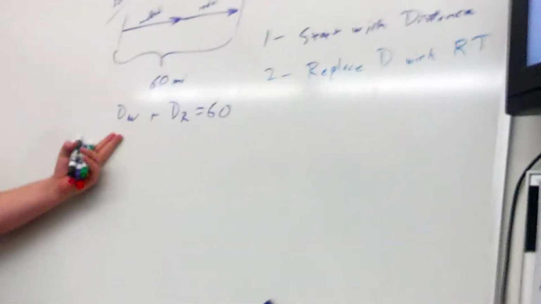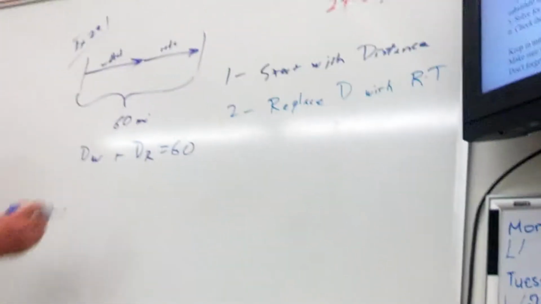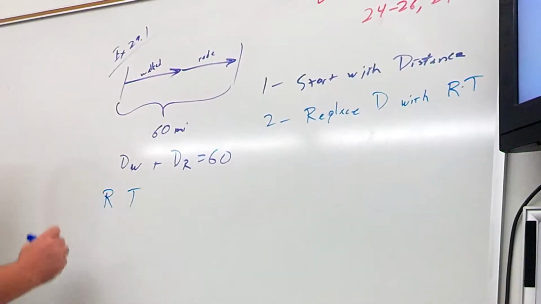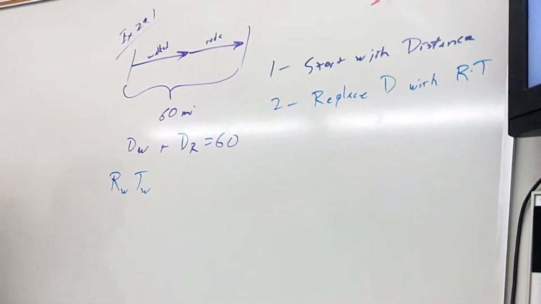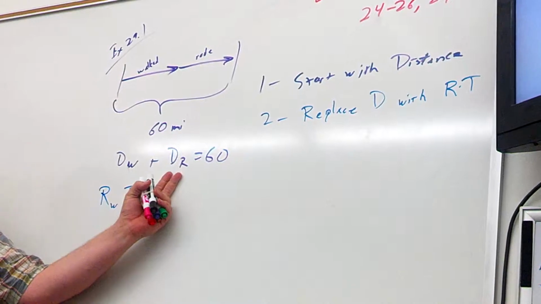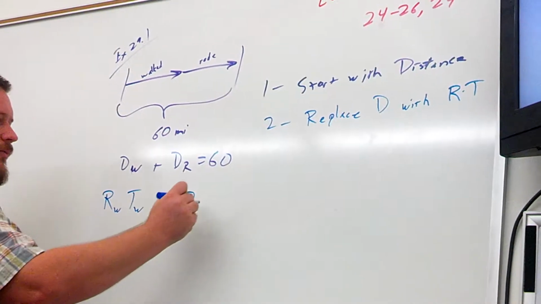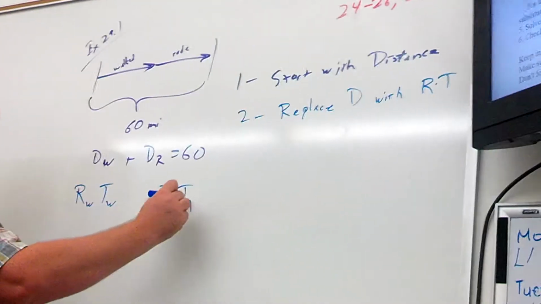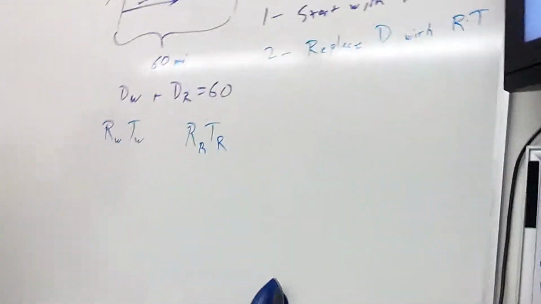So if this is our distance walking, we're going to replace the distance with rate times time. And it's rate walking times time walking. Distance riding, we're going to replace that with rate times time, and that's the rate riding and the time riding. This is why we use these kinds of variables.